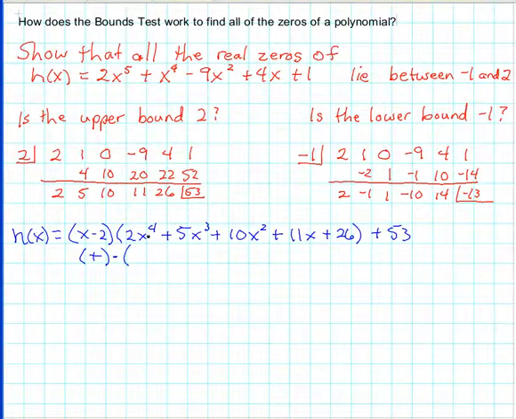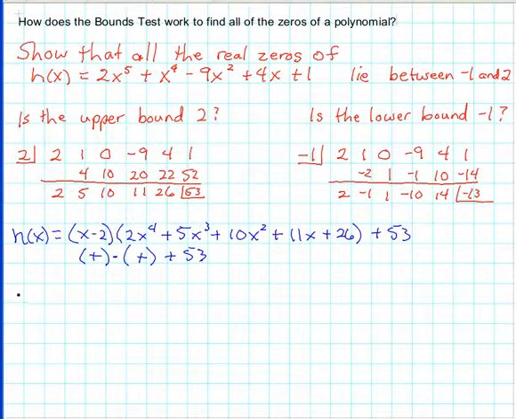Now let's plug in a number that's larger than 2. This will be positive, this will be positive, this will be positive, this will be positive, this will be positive. This whole quantity will also be positive. And to that I'm adding the positive 53. So I have a positive times a positive plus positive 53. A positive times a positive is always positive. Add a positive number to it. As long as x is greater than 2, this entire polynomial will always be positive. It can never equal 0. That means that 2 is an appropriate upper bound.